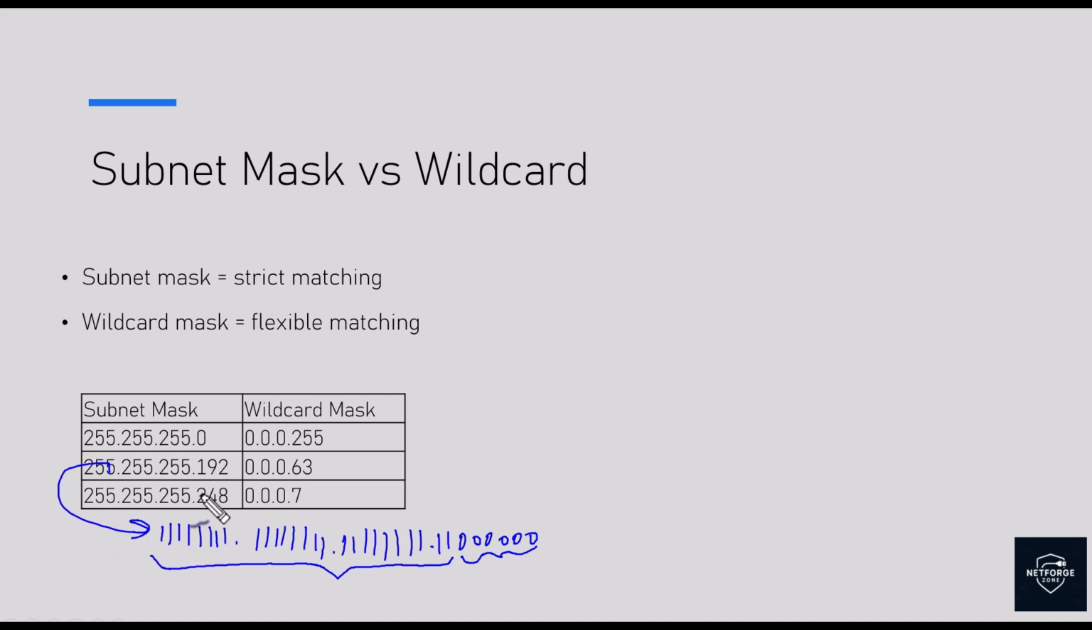But the thing is, when you go for wildcard mask, I have zeros in here. Zeros do not have to be contiguous. So this can be, for example, 0 in the first octet, the second octet could be whatever value, the third octet could be whatever value, the fourth octet could be whatever value. Here we have some examples of contiguous zeros, but they don't have to be contiguous. They don't have to be all zeros and then all ones. So wildcard masks are very flexible. So we say this is flexible matching.